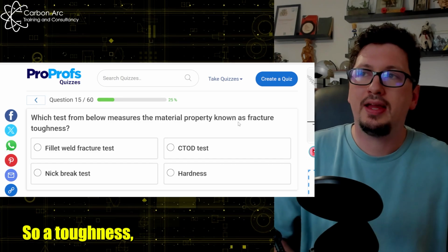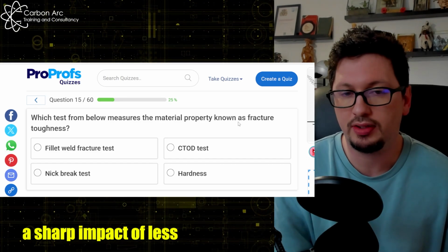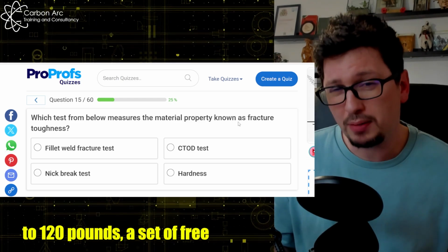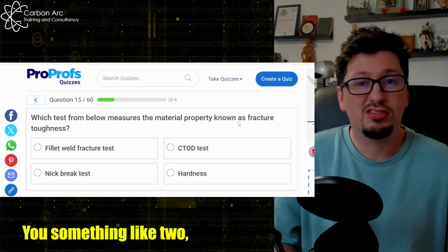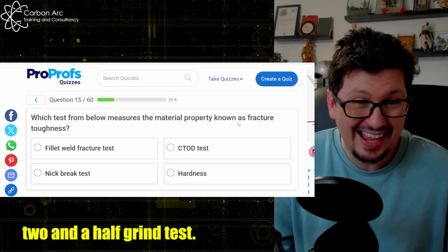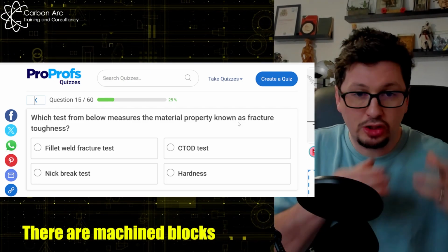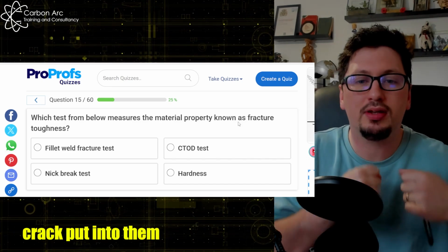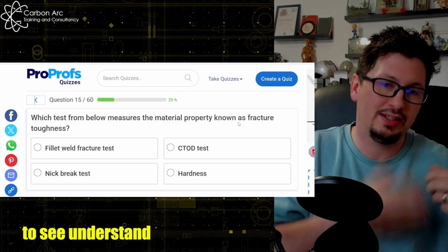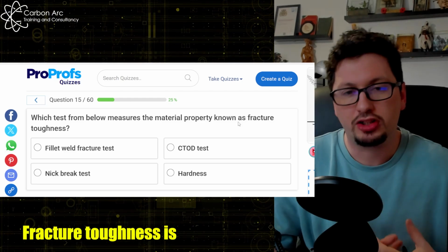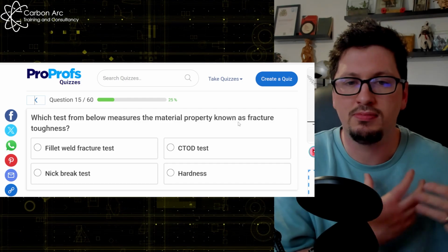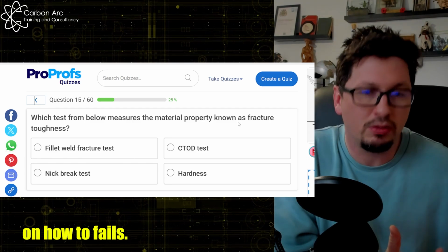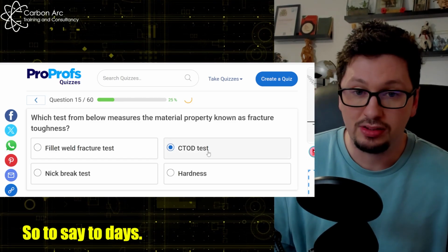A Charpy impact toughness test is going to cost you in the UK at the minute somewhere between £80 to £120 for a set of three. A CTOD is something like £2,500 a test. They're machined blocks which have a fatigue crack put into them, and then we break them to understand the fracture toughness. Fracture toughness is then used in in-depth designs to understand material properties and their effect on how stuff fails. So it's CTODs.